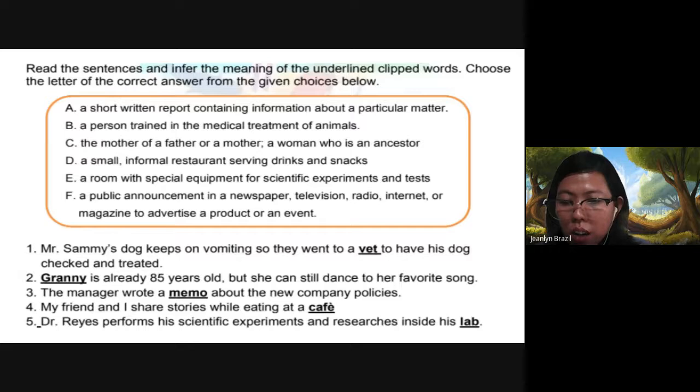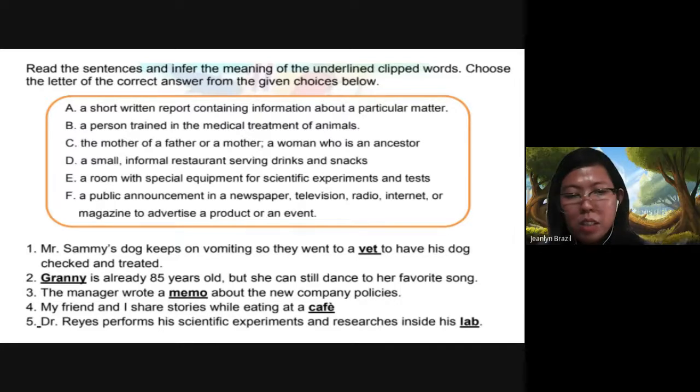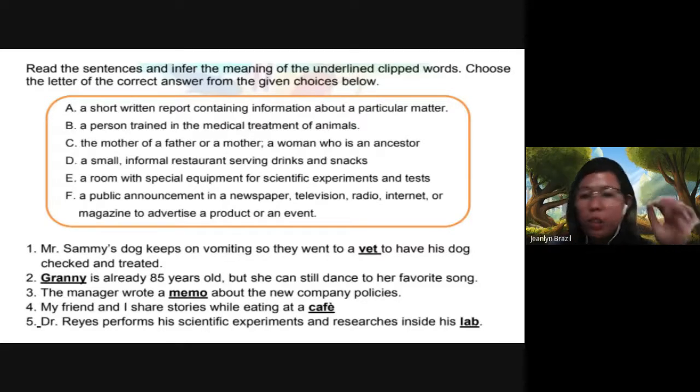So let's call Princess because Princess is raising her hand. Number one, Princess. Mr. Sammy's dog keeps on vomiting, so they went to a vet to have his dog checked and treated. So, Princess, what is the clipped word here? Ano ba yung naka-underline dito? Vet. Okay. What is the meaning of vet kaya?